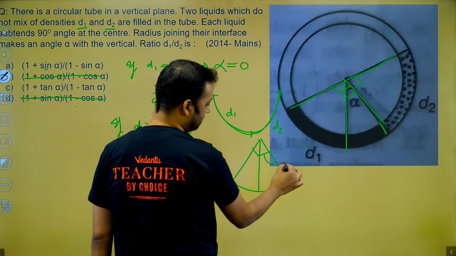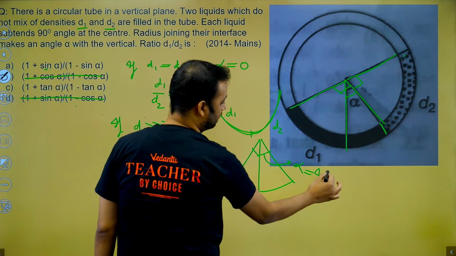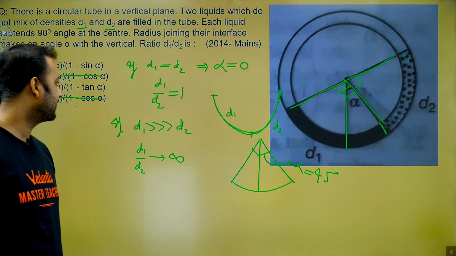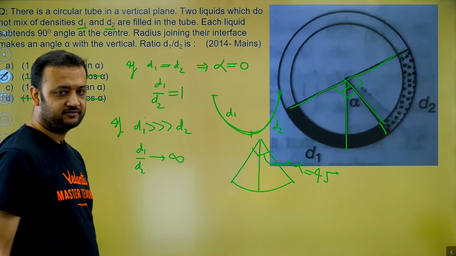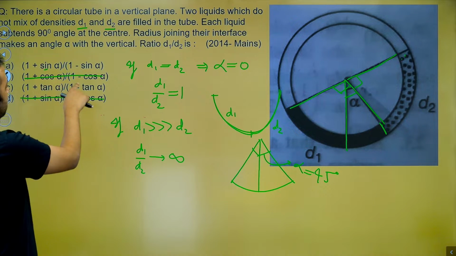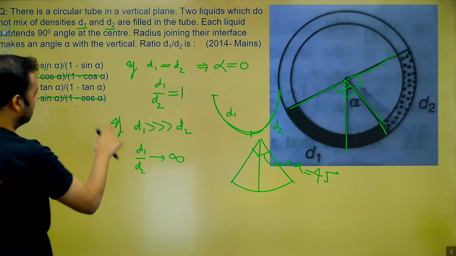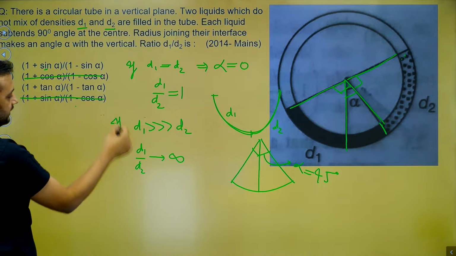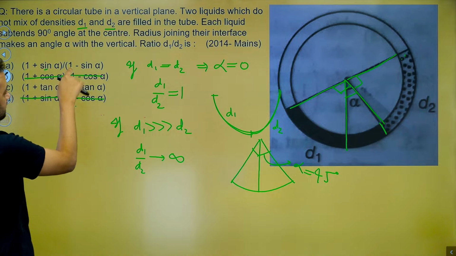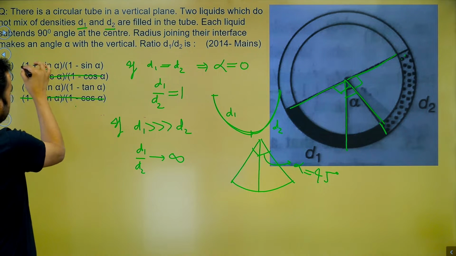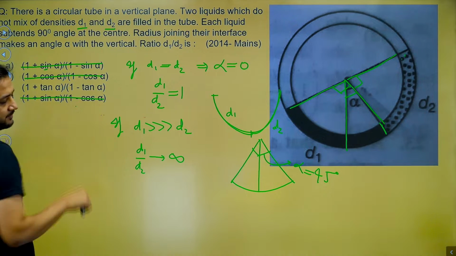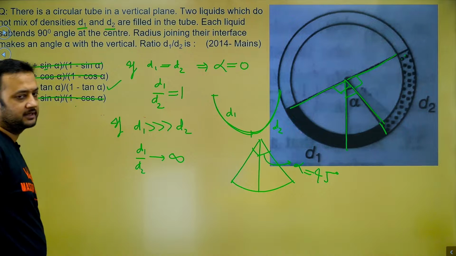So that means alpha will be 45. I hope you are understanding, guys. So if we assume d1 to be very large compared to d2, then alpha comes out to be 45. Now amongst options A and C, if you put alpha as 45, option A does not go to infinity, whereas we want d1 by d2 to go to infinity. So option A becomes wrong. Whereas if you put alpha equals 45 in option C, it goes to infinity, because the denominator becomes 0. Hence option C should be correct.